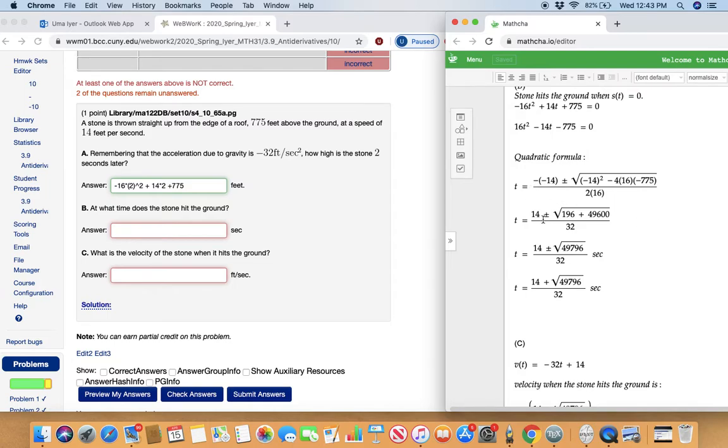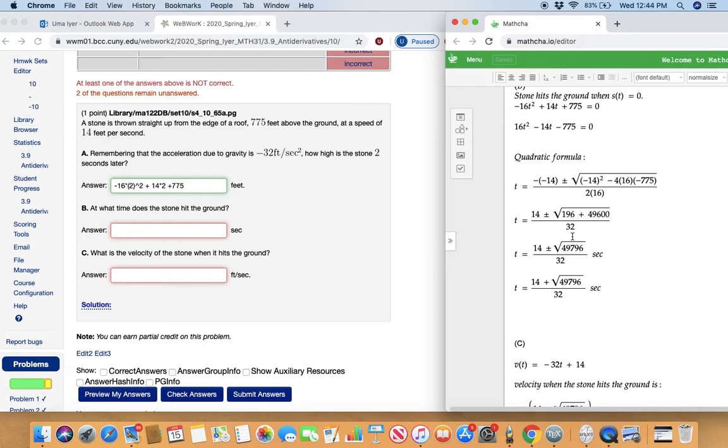Minus of negative 14, so that's positive 14, plus or minus square root of negative 14 squared. Okay, that is 196. Minus 4ac. So there is a negative and a negative, so that's a positive: 4 times 16 times 775. Check my work. I have checked. That's 49600. All of that over 32. Continuing: 14 plus or minus square root of 49796 over 32.